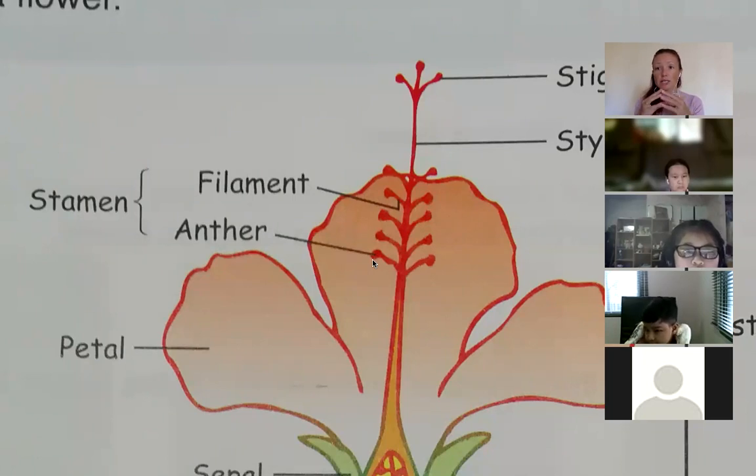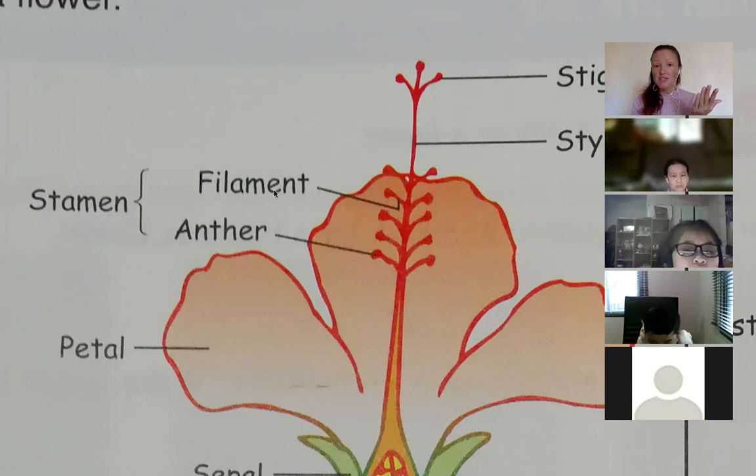The male reproductive system in the flower is called the stamen. As I told you, we have flower girls and flower boys. Flowers have different genders, like we humans do. As we have boys and girls, flowers have boys and girls too. If a flower is a boy, the boy flower has stamen.